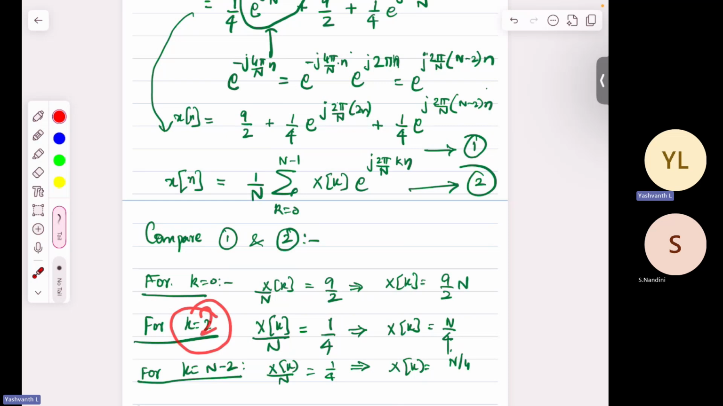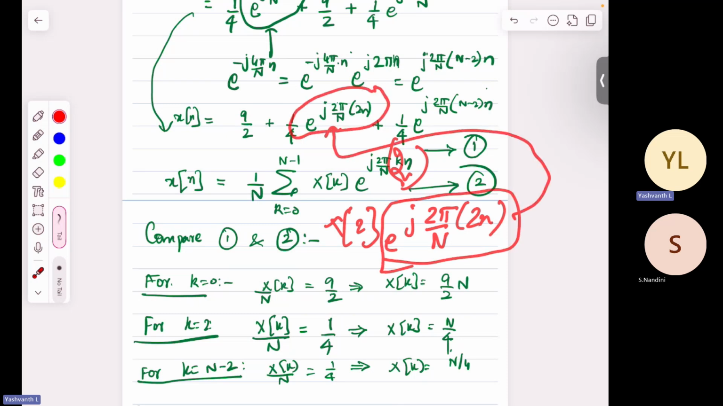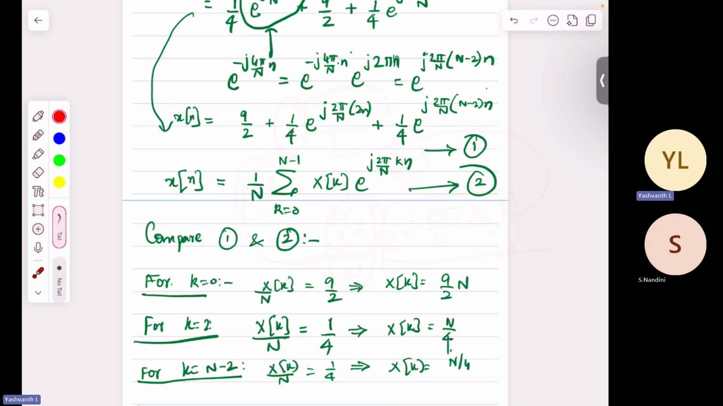Now, when small k equal to 2, you put k equal to 2 here. Therefore, it becomes X of 2 into e power j 2 pi by capital N into 2n. You see, this is an exact complex exponential that appears in the first equation also. Therefore, the coefficient of this complex exponential, namely X of 2 by capital N, because there is 1 by N outside, should be equal to 1 by 4 from equation 1. So when k equal to 2, X of 2 by N is equal to 1 by 4, or X of k is equal to N by 4.